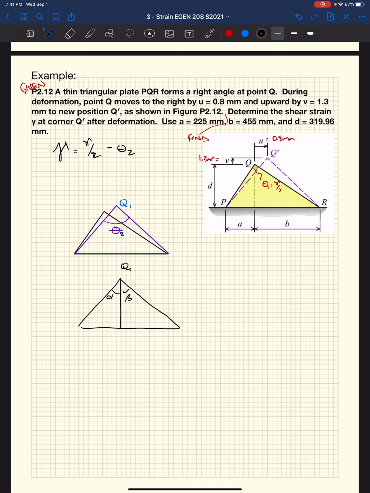If we want to know what the height of this triangle is, now we have essentially two right triangles. The height of this triangle, if we go back, we've got D and we have V, where we are given D as 319.96. Well, if we add 1.3 to that, we're going to get 321.26 millimeters.